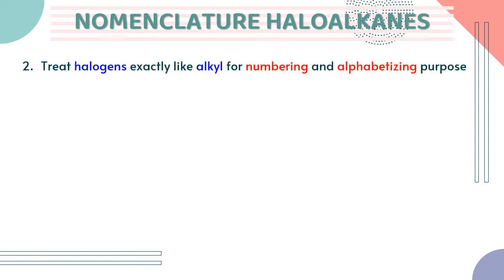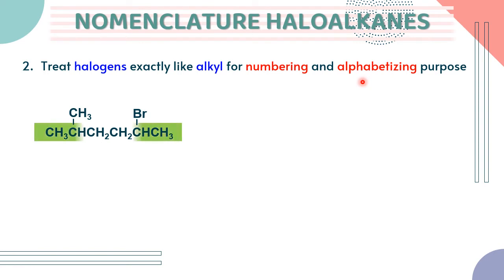Next, treat your halogens exactly like alkyl for numbering and alphabetizing purposes. So what does this mean? For example, I have this structure, and as you can see over here, this is the longest carbon chain, and we have 2 substituents over here. I already numbered it from the left.